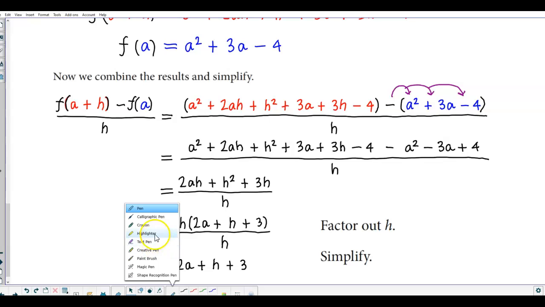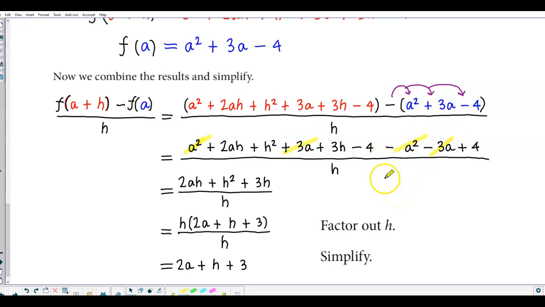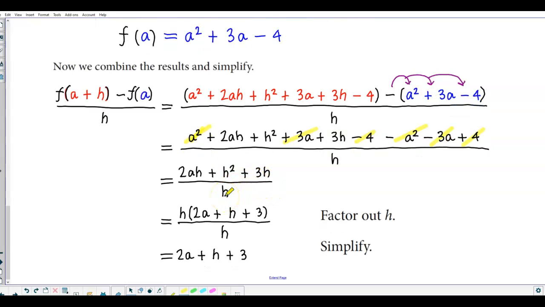So when we combine like terms, okay, what it looks like here is that we have a squared minus a squared, so we can delete those. Then we have 2ah, and then we have an h squared, and then we have 3h. We have plus 3a and minus 3a, which we can delete. We have minus 4 and plus 4. So what's left in our numerator is 2ah plus h squared plus 3h, divided by h.